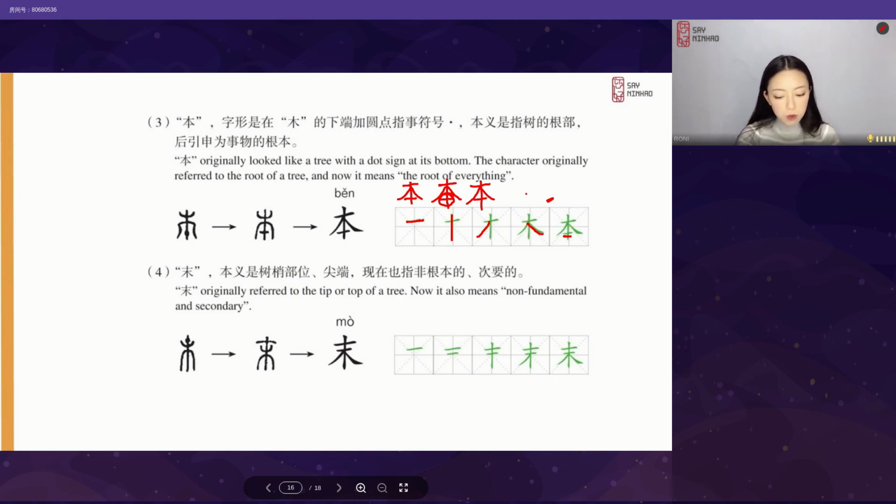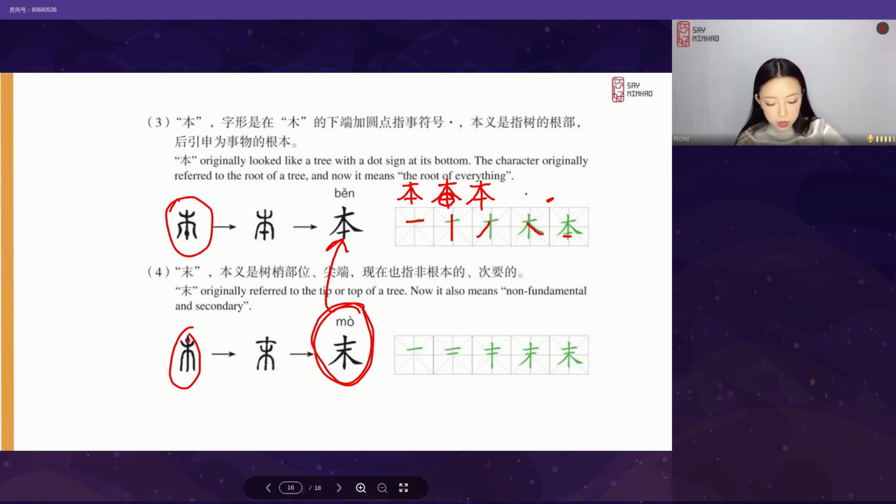Next one is 末, more. Why are we going to learn this? Because it is the opposite to 本. 本 is the root, the origin of something, and 末 is the tip, the end of something. So we can see in ancient time, these two look like the same, but the dot's position is different. In 本, the dot's position is at the root of the tree, but in 末, this dot is at the tip of the tree, okay, the branches.